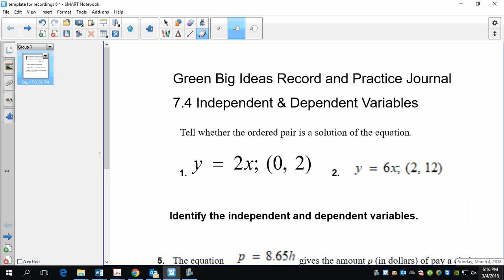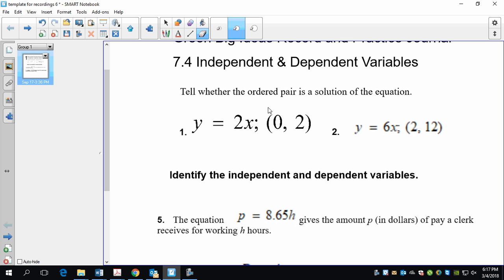Today we are working in the Green Big Ideas Record and Practice Journal, and the lesson we're looking at today is 7.4, and we are looking at independent and dependent variables. For number one, it says tell whether the ordered pair is a solution of the equation. So number one, it says y equals 2x.